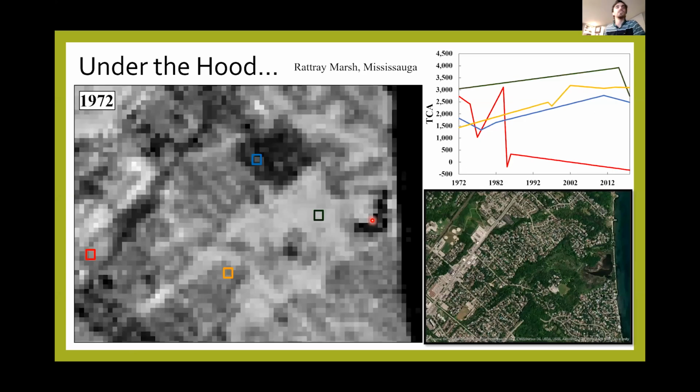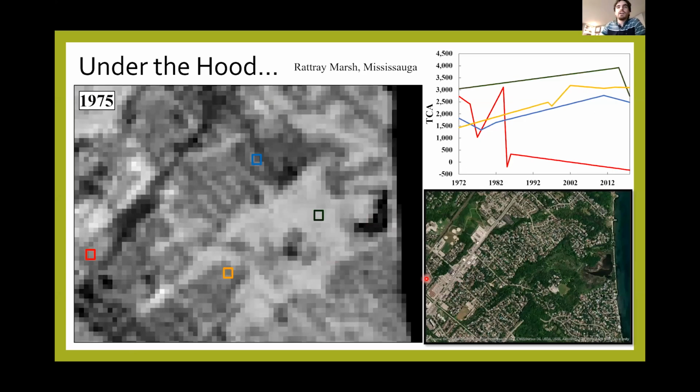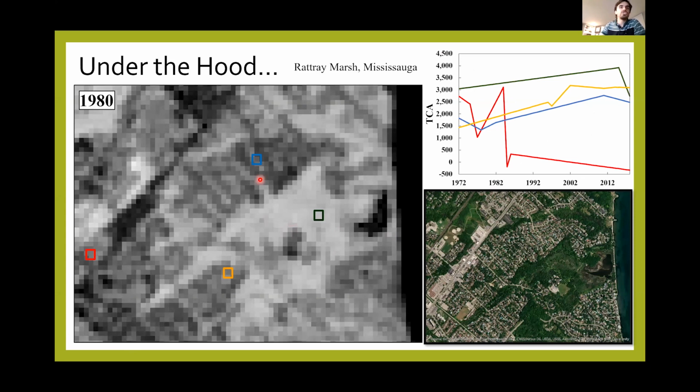Under the hood here, this is showing an area of Southern Ontario, Mississauga, west of Toronto, showing vegetation change over time at a yearly interval using this Landsat data.